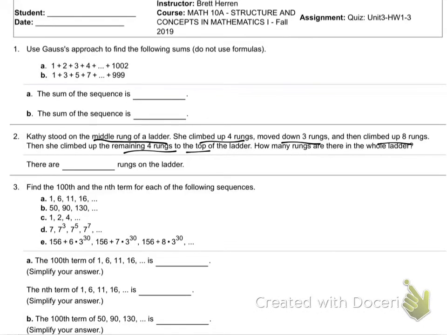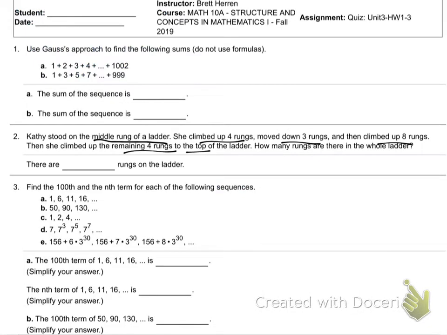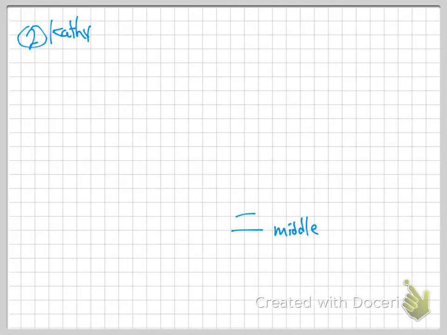So what did Kathy do on number 2? She started on the middle. So here's number 2 with Kathy. I'll put the middle right there. She started on the middle rung of the ladder, and she went up 4. So she went up 1, 2, 3, 4.